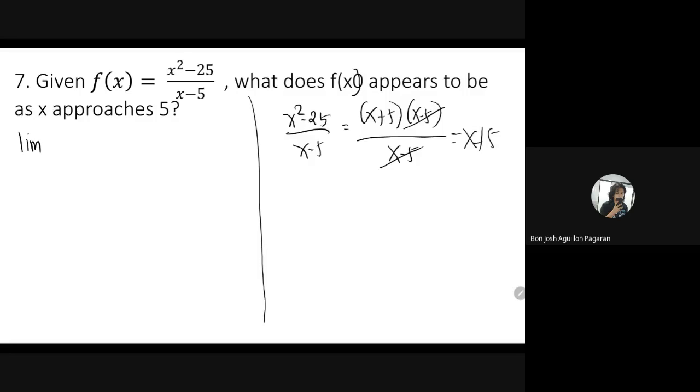Although this is correct, the limit of x squared minus 25 over x minus 5 as x approaches 5 will be equal to the limit. Do not forget to write the limit of x plus 5 as x approaches 5. And then by substitution, the answer there is 10. Very good.